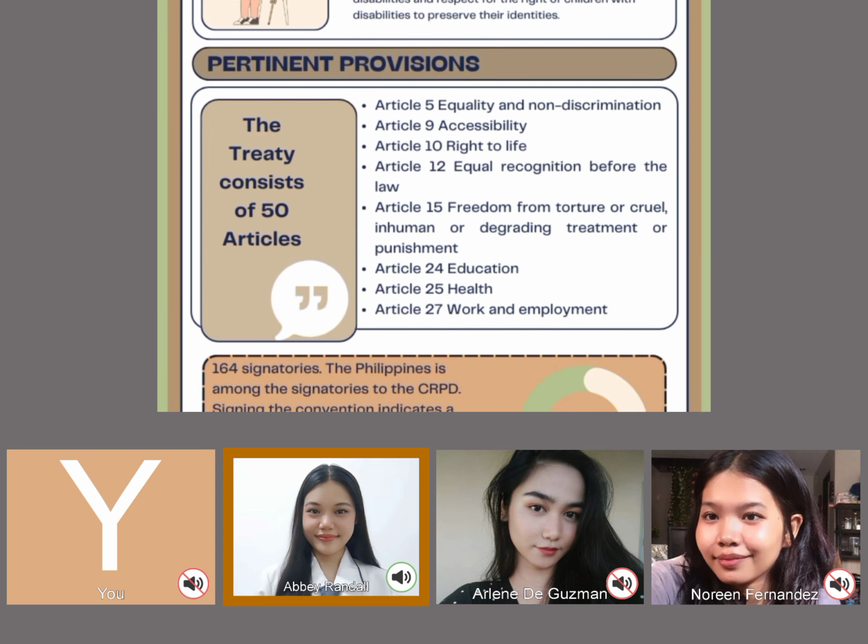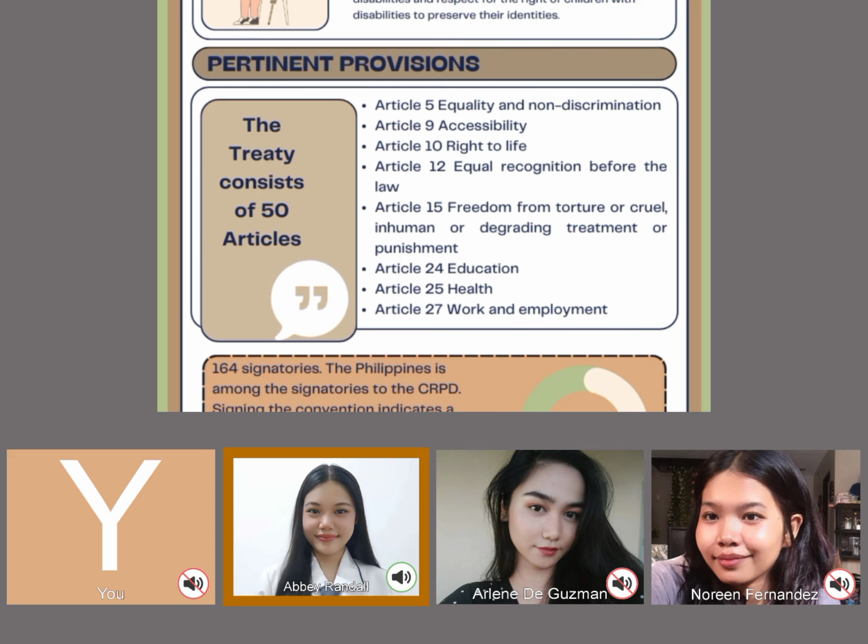Now, while everything inside this treaty is important, here are key provisions that sum up the treaty itself. First one, Article 5, Equality and Non-Discrimination. State parties recognize that all persons are equal before and under the law and are entitled without any discrimination to the equal protection and equal benefit of the law. State parties shall prohibit all discrimination on the basis of disability and guarantee to persons with disabilities equal and effective legal protection against discrimination on all grounds.